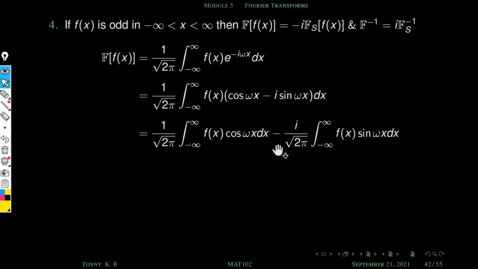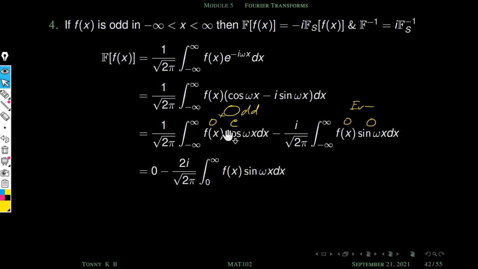As in the previous case, here f of x is an odd function and this is an even function, so the product is an odd function. And here f of x is odd and this is also odd, so the product is an even function. So the first integration is 0, because it is the integral of an odd function from minus infinity to plus infinity. Here the product function is even, so this becomes 2 times the integral from 0 to infinity.